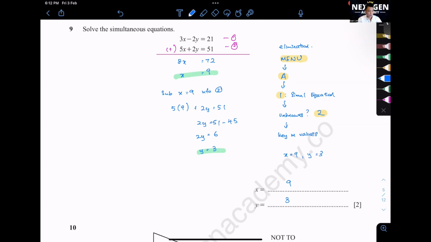Anyone still not familiar with doing simultaneous equations? For further simultaneous equation questions, just always start with your calculator. Don't need to make your life hard. Find the answer first, then only you calculate it.